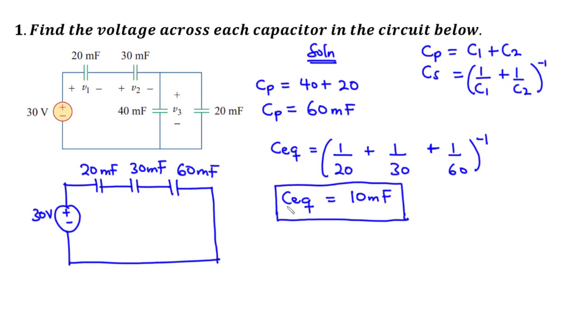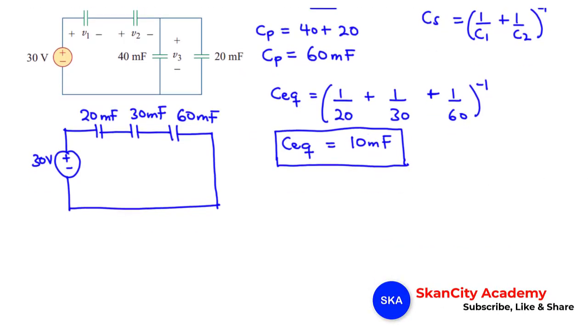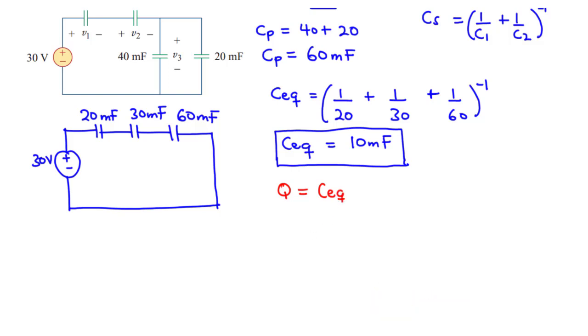After finding the equivalent capacitance, what we need to do next is to find the total charge in this circuit. Now the total charge, which is Q, is equal to the equivalent capacitance times the source voltage. The equivalent capacitance is 10 millifarads, and the source voltage is 30 volts. When you multiply these 2 values, 10 by 30, we have 300 milli, and the unit for charge is coulomb, so we have 300 millicoulombs. That is the total charge in the circuit.